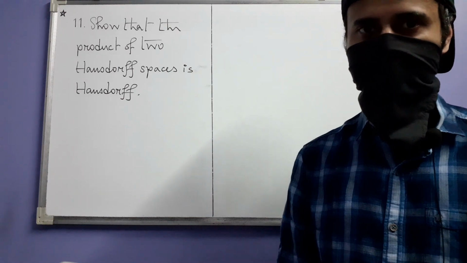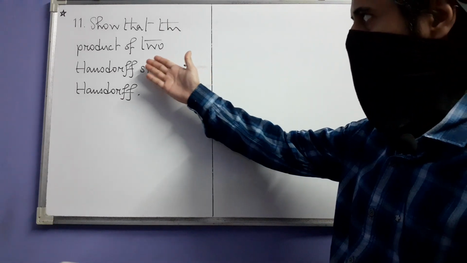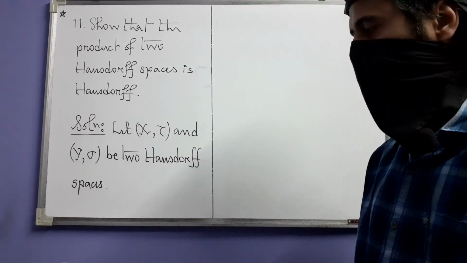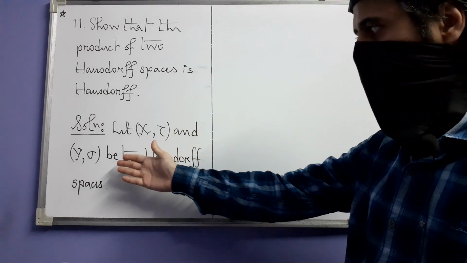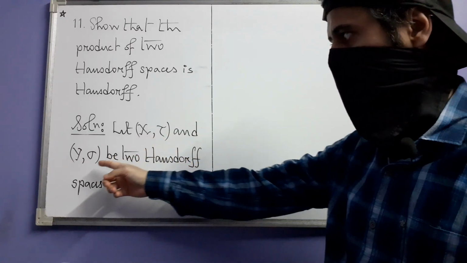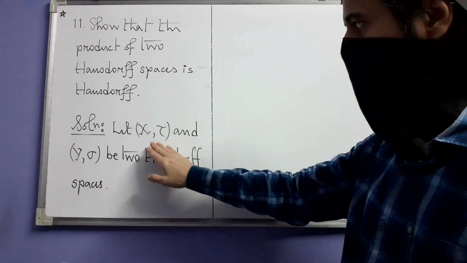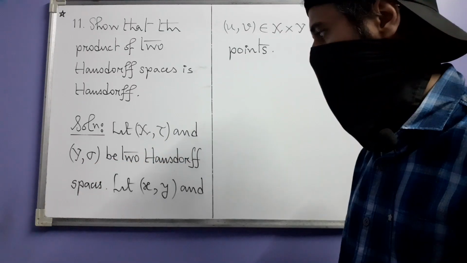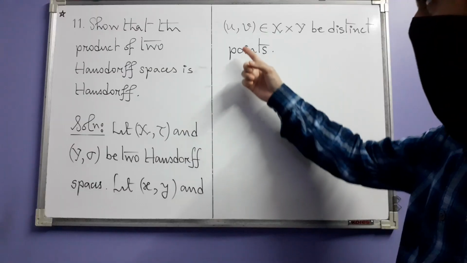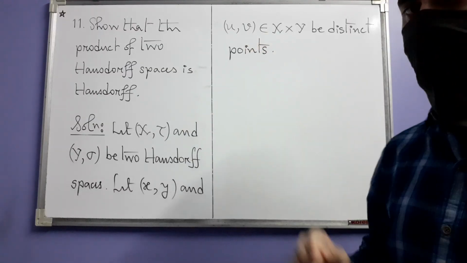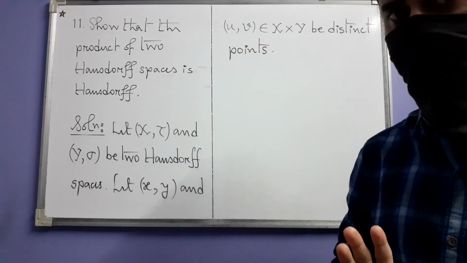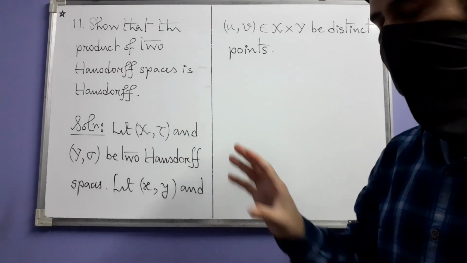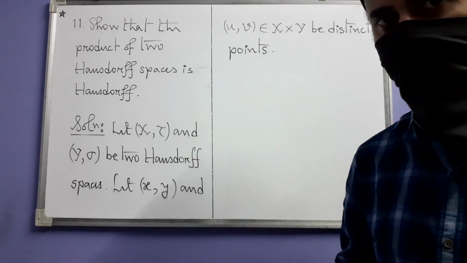Next up we have number 11, where we have to prove that the product of two Hausdorff spaces is Hausdorff. So we start the solution by taking two Hausdorff spaces (X, τ) and (Y, σ). In this space the topology is τ and here the topology is σ. So let (x, y) and (u, v) be two distinct points in the product space X × Y. To prove that X × Y is Hausdorff, we have to now separate them using disjoint neighborhoods.